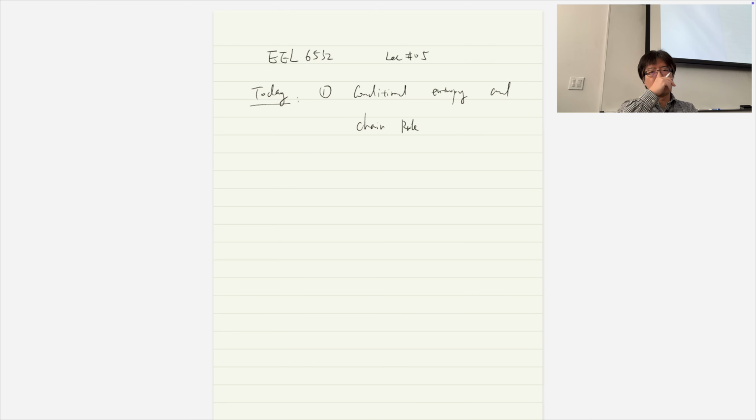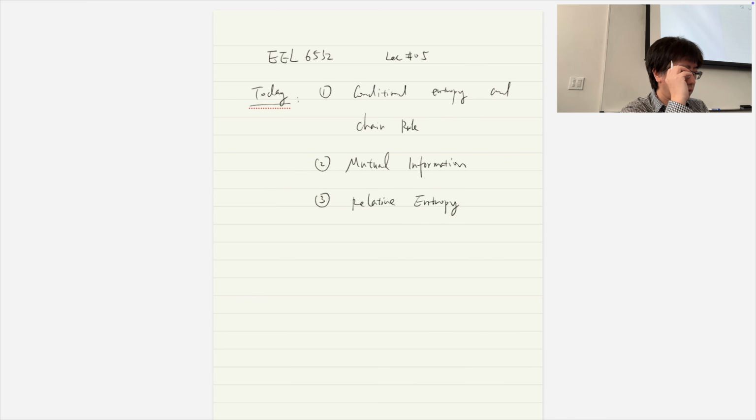Later on, you're going to see that we have a chain rule for almost all the information theoretic concepts in this class. So this is the first time we see that. Secondly, we'll talk about mutual information. After that, we're going to introduce another important concept, which is called relative entropy or KL divergence. We'll talk about that later.